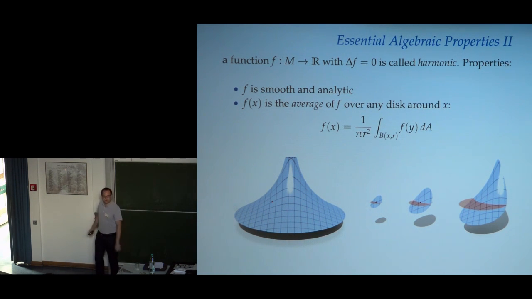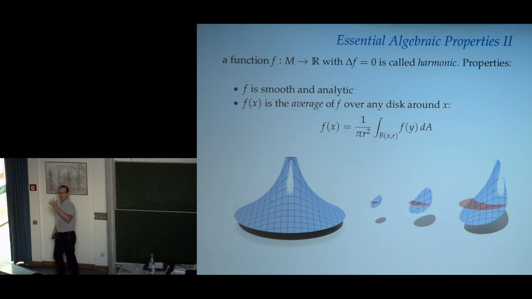This property carries over to discrete harmonic functions. If you saw the first lecture yesterday about Tutte embeddings, the Tutte embedding made use of the fact that if you have a harmonic function, the middle vertex is the average of its neighbors.